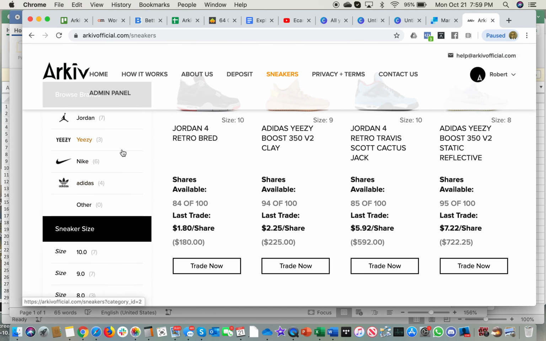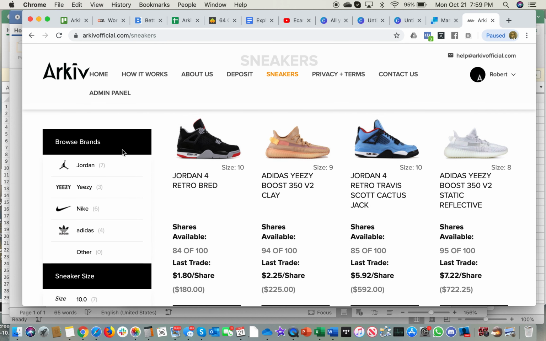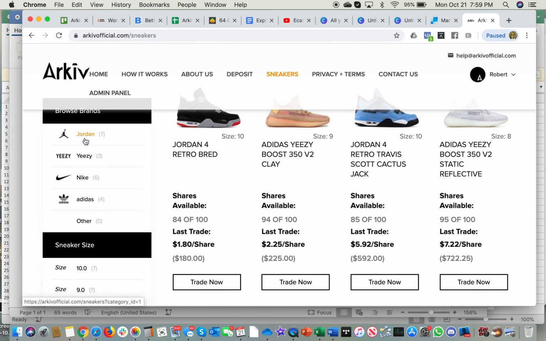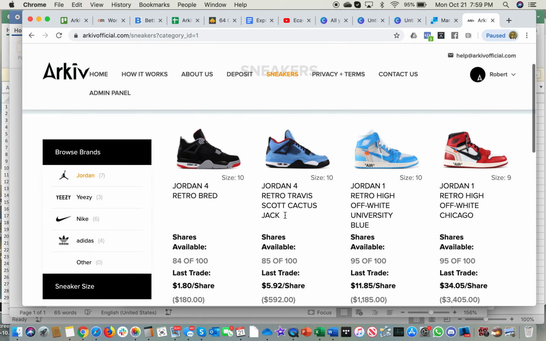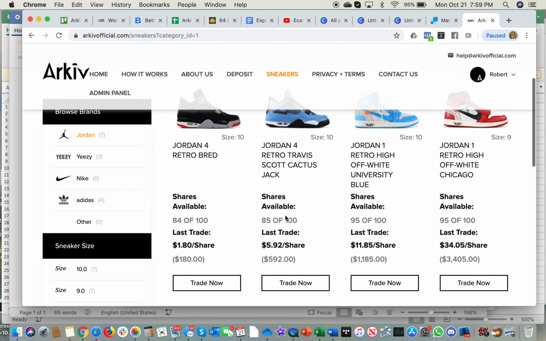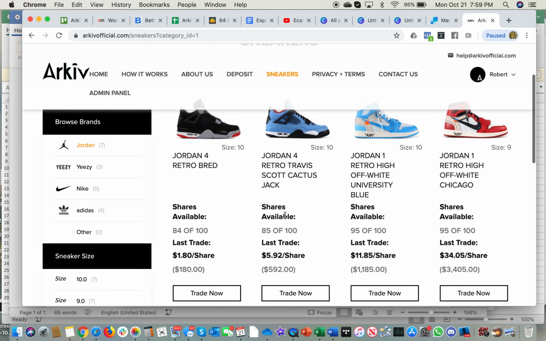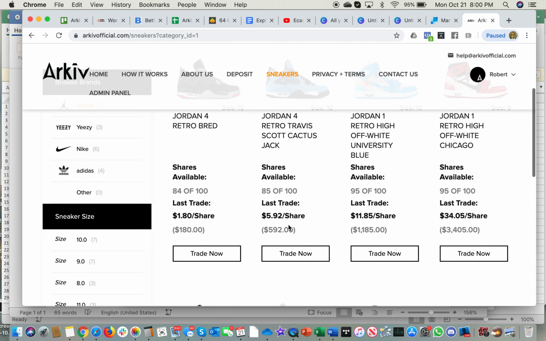And then you can sort. And again, everything works just like on desktop. It works the same way on mobile. So if you want to sort by, let's just look at Jordans then. We can look at all the Jordans that are here. So, okay, let's just do these Cactus Jack Jordan 4, these Travis Scotts.